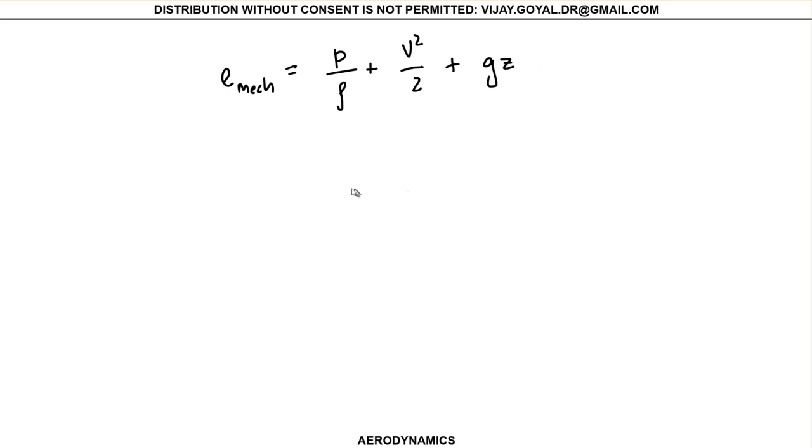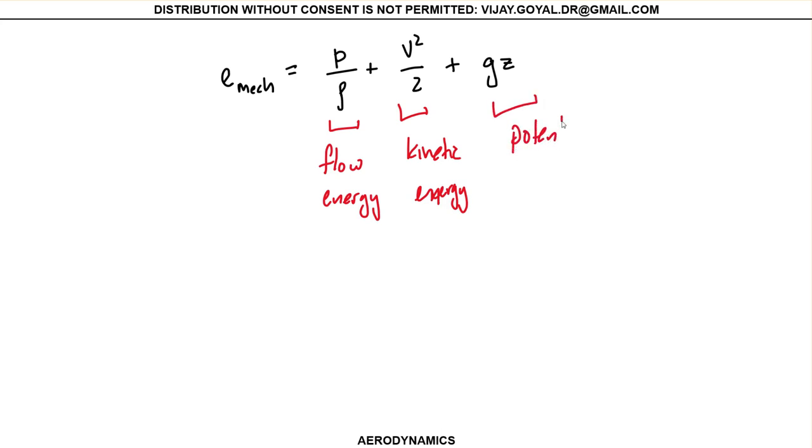Okay, so this term represents the flow energy. This represents the kinetic energy. This term represents the potential energy. Okay, so kinetic energy is related to speed, how fast the fluid is going.